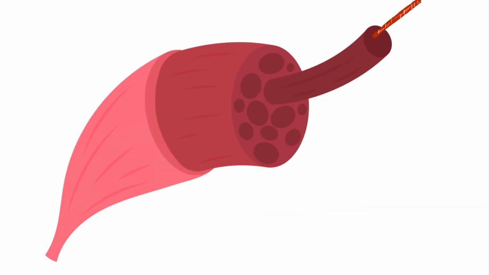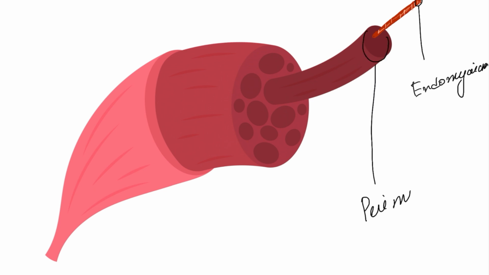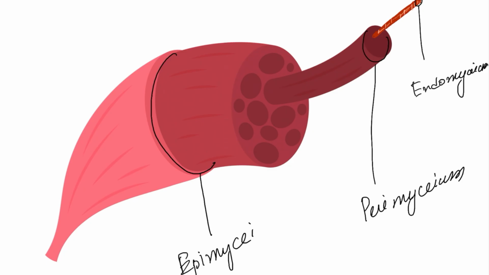Okay. Next is muscle cell organization. Now the muscle fiber or cell is covered by endomysium, and a group of fibers is called a fascicle, which is covered by perimysium, and the whole muscle is covered by epimysium. Now clinical insight, we have Duchenne muscular dystrophy and rhabdomyolysis.